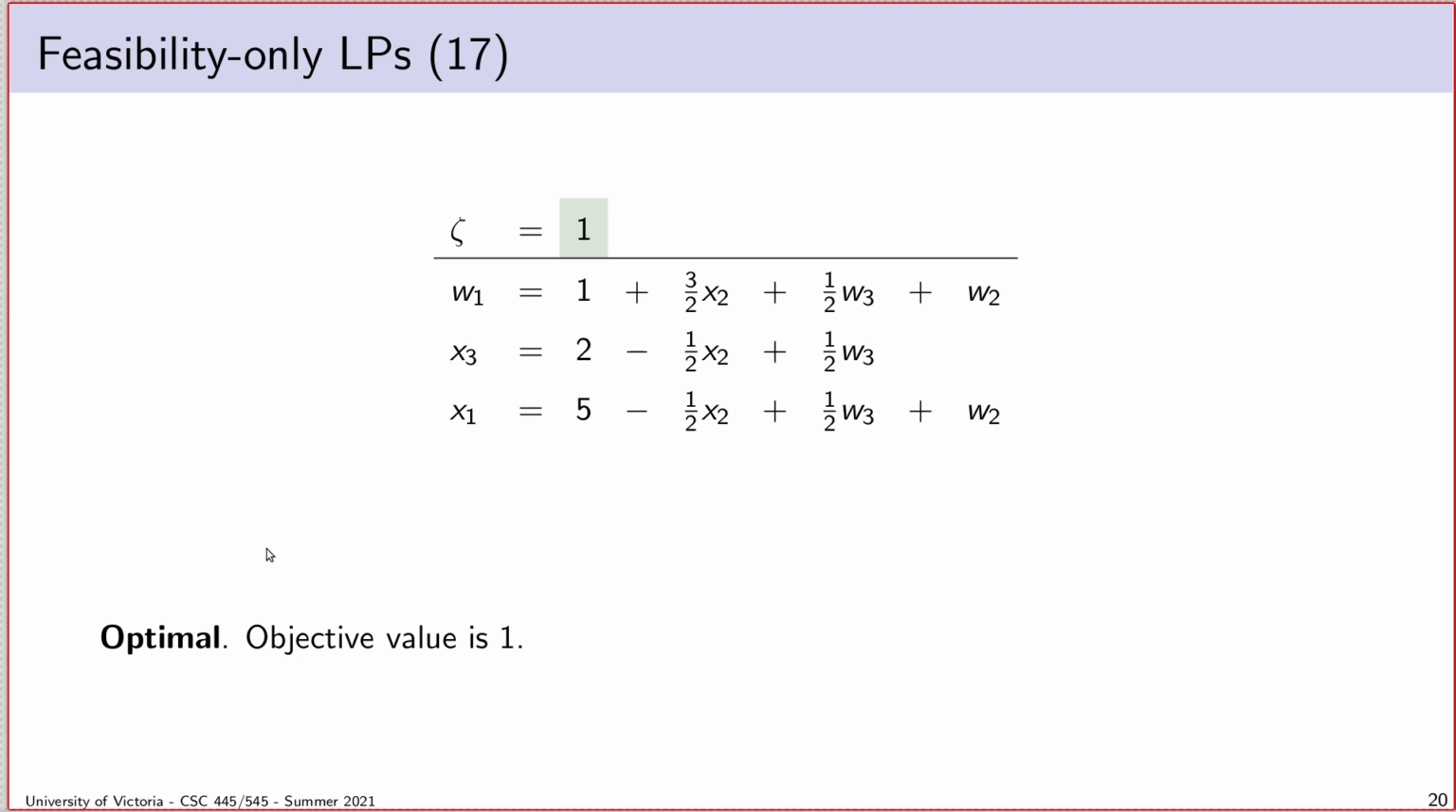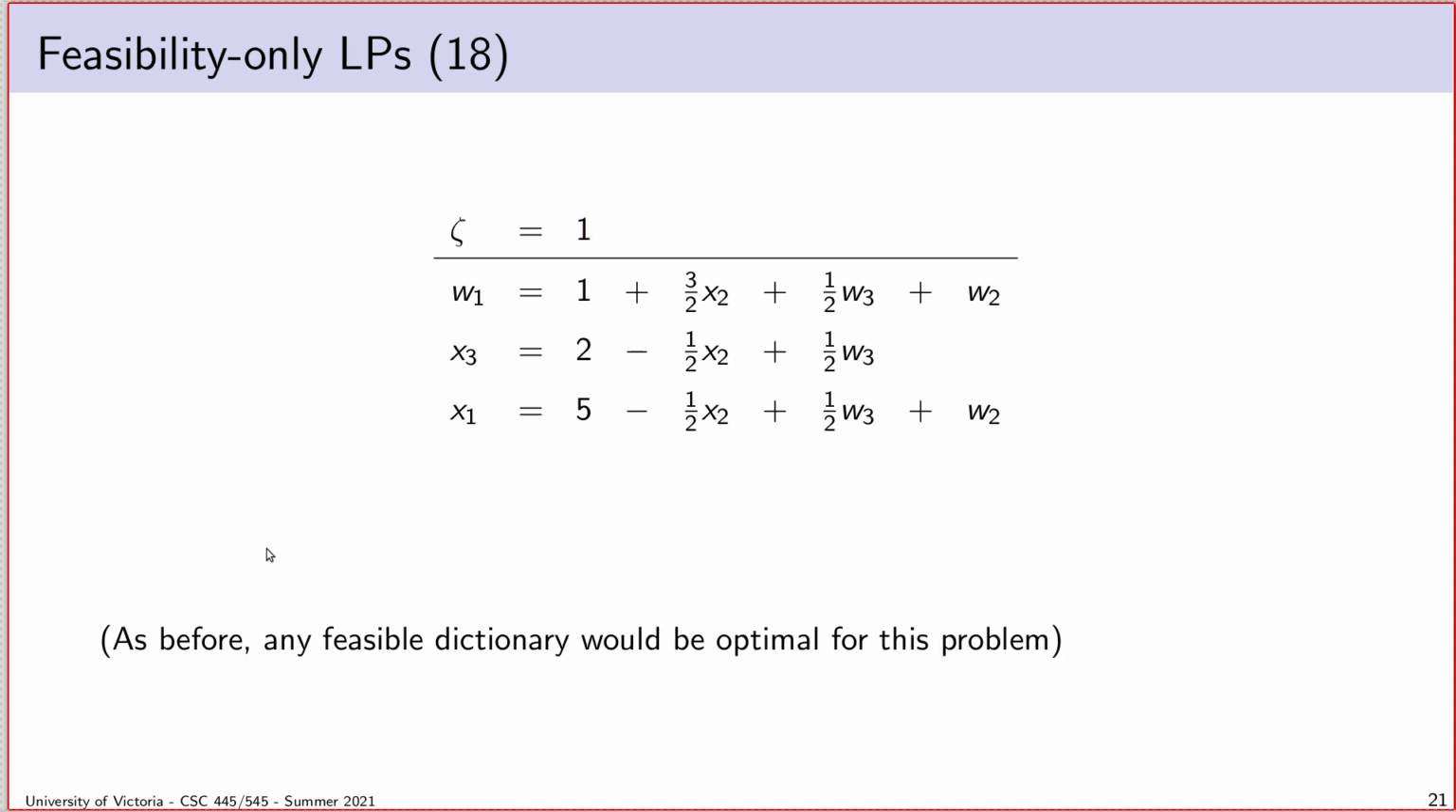So this is optimal, the objective value is 1, fair enough. And any other feasible dictionary that I could contrive would also be optimal for this problem. So that begs the question, how do we construct another solution? To be clear, if you're writing a simplex solver, this is the answer. You're done. You found the optimal solution. You can give an optimal assignment of variables. But suppose you were asked, modify your solver to generate more optimal solutions.